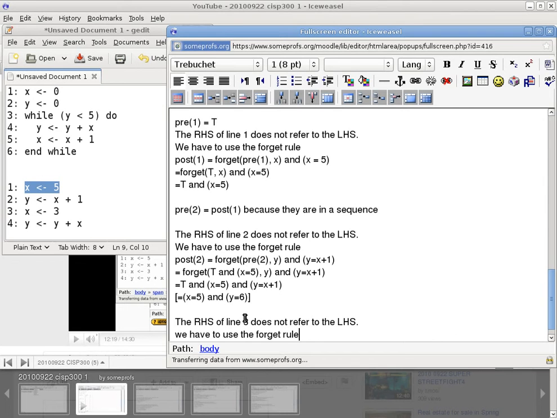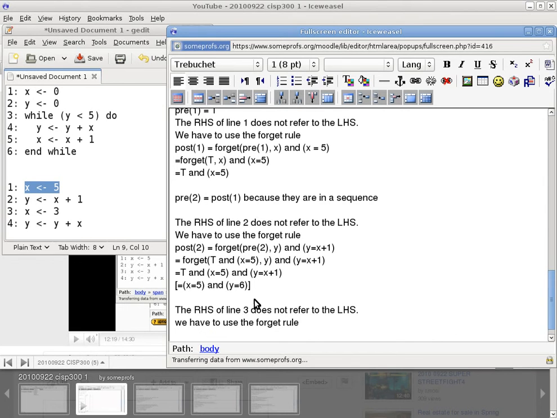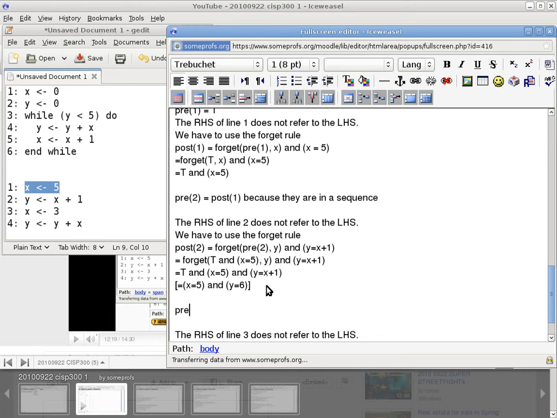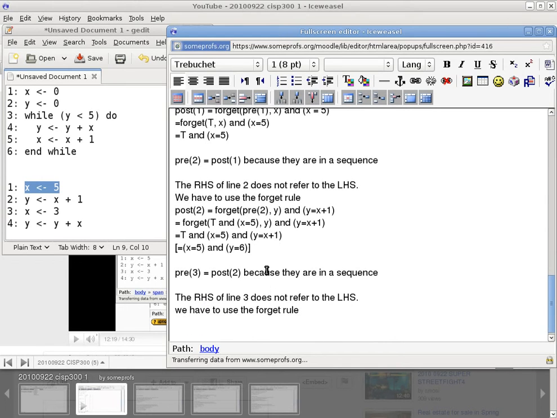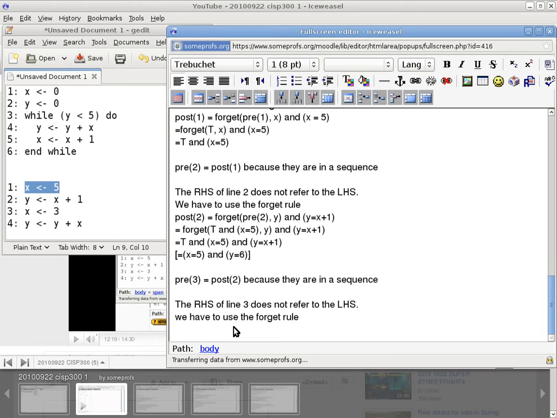Would you want us to do pre-3? Oh, yeah. Thank you. So pre-3 equals post-2 because they're in a sequence. Okay, because they are in a sequence. So once again, you can say refer to point A or something like that. See point A, see point B, see point C. Okay, so this one is pretty much the same thing.